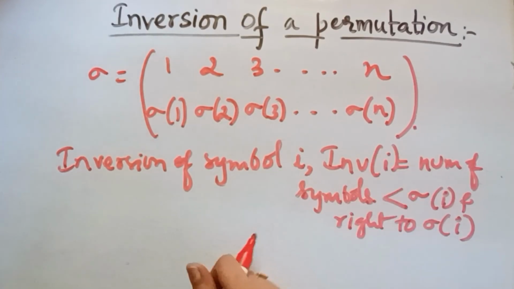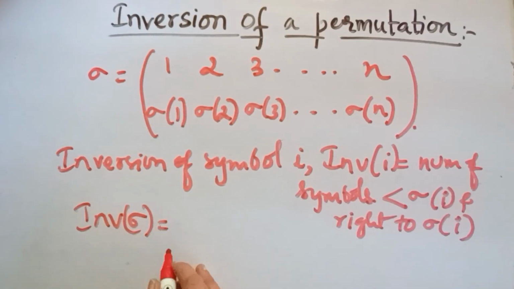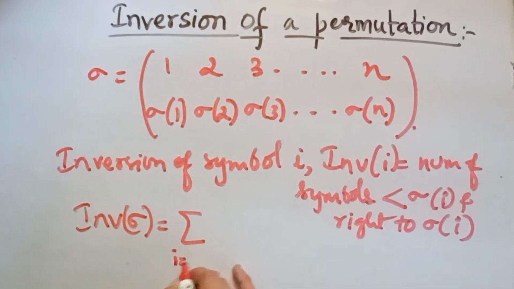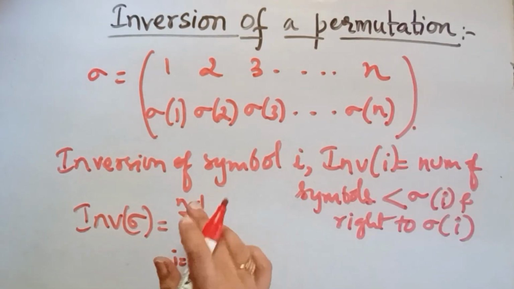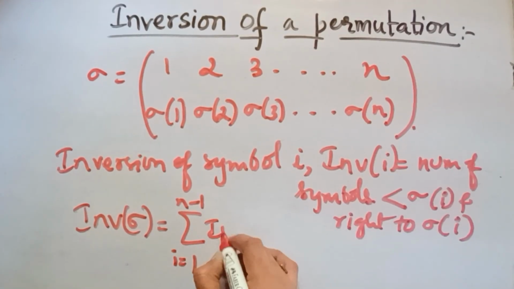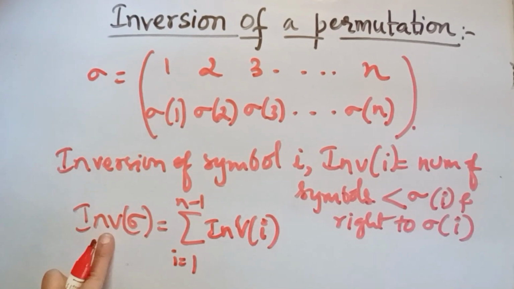I'll explain with an example. So inversion of the entire permutation sigma is nothing but the sum of i equal to 1 up to n minus 1, because to the right of n there is no value. That's why up to n minus 1, inversion of i. If you add inversion of all symbols, then you will get inversion of a permutation. Let me explain this with an example.